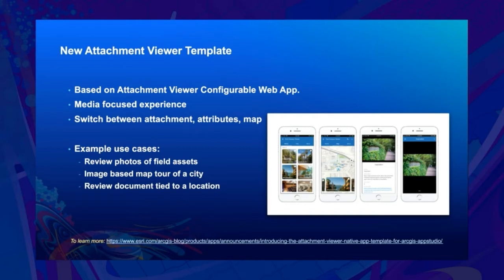The use cases for the app include quickly reviewing photos of field assets, image-based map tours of a city or historic place of interest, and reviewing documents like PDF, Word document, or PowerPoint that are tied to a location, for example, property information or building sketches. We encourage you to go and check it out. And to learn more, please see the blog link I attached at the bottom of the slide.